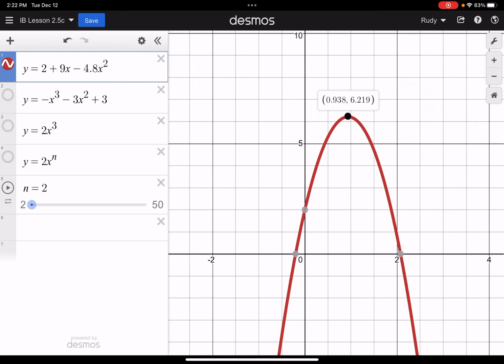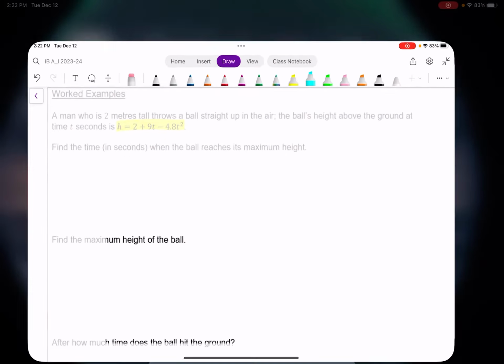And so the x coordinate is 0.938, just shy of a second. So it takes just shy of a second for the ball to reach its maximum height, and that maximum height is just over 6.2 meters. And so just from that, I can answer both these questions.